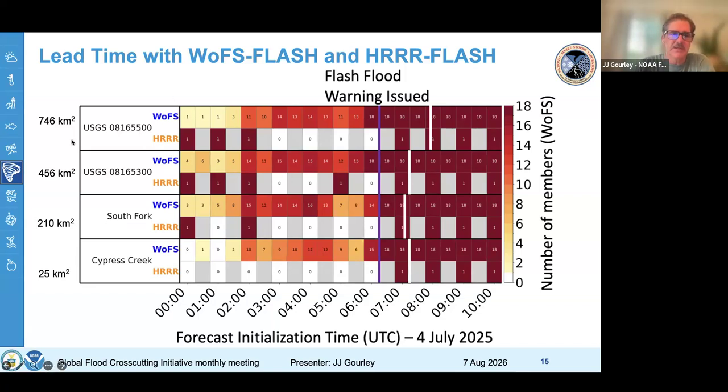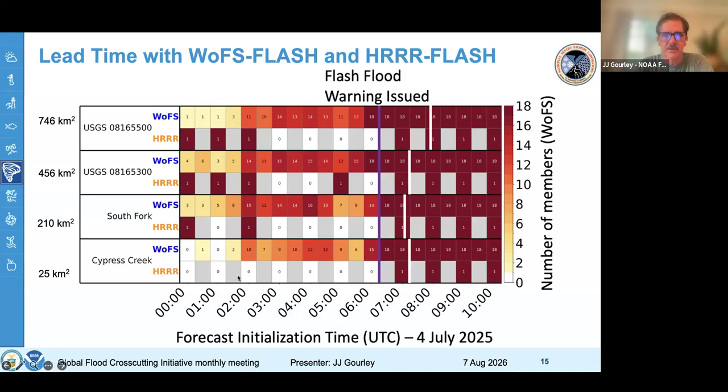And so we did this exercise for the biggest catchment, and then on the North Fork, the South Fork, and then this tiny Cypress Creek. And this is a chiclet plot. If you're not familiar with it, it's basically a time series from left to right, and these are different forecast initializations. And then what we did is we counted the number of times a given member exceeded the threshold discharge, which was a moderate flood stage for each of these.